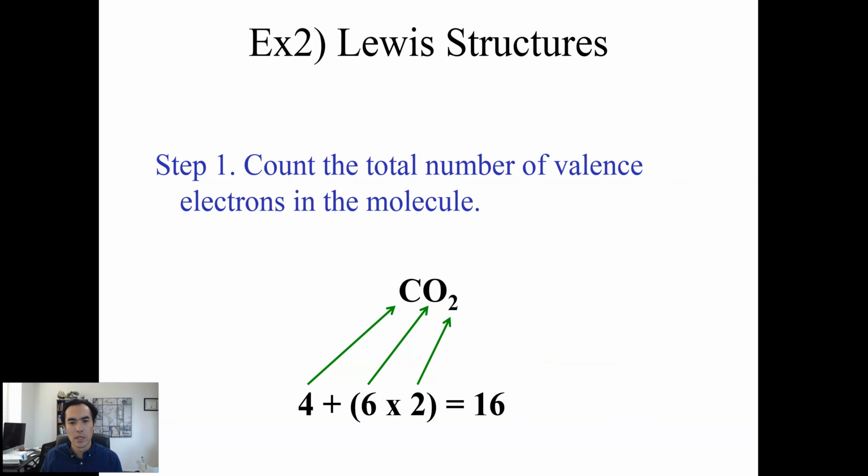Next step you want to do is count the total number of valence electrons in the molecule. So again, for CO2, we're going to do the exact same thing. Carbon is in group 4, so we're going to have 4 electrons. Oxygen has 6, is in group 16. There are 2 of them that make 16 electrons total.